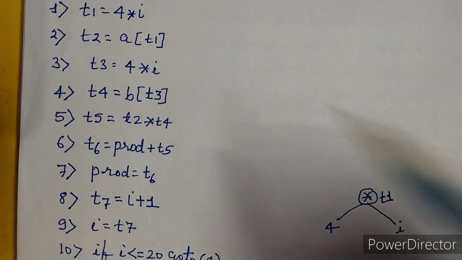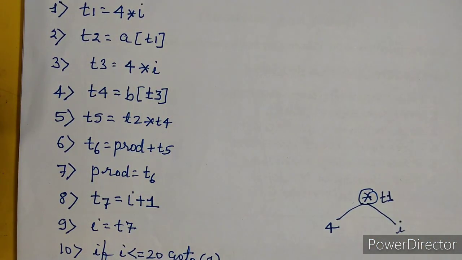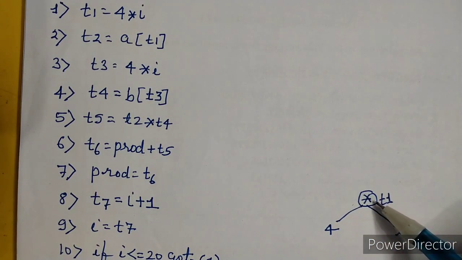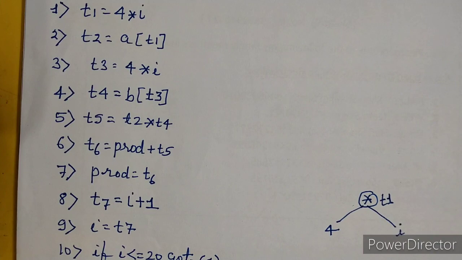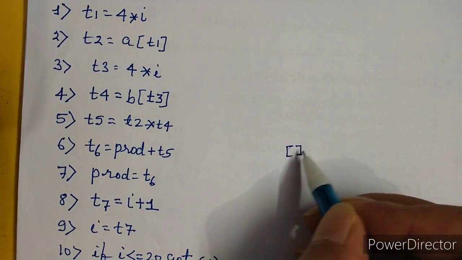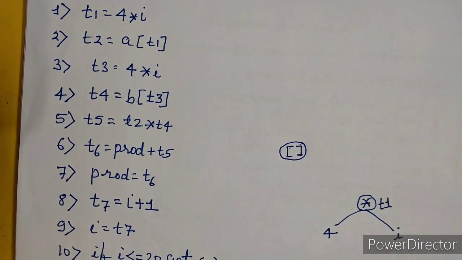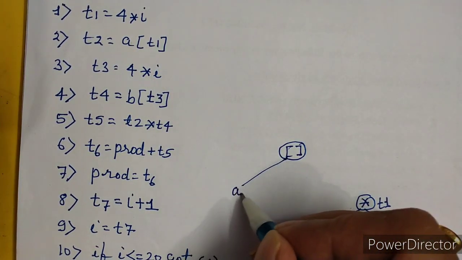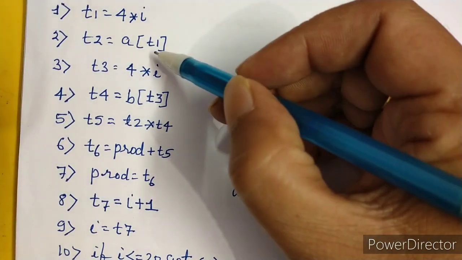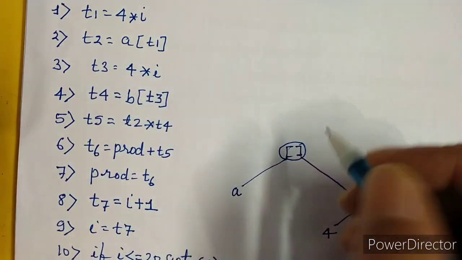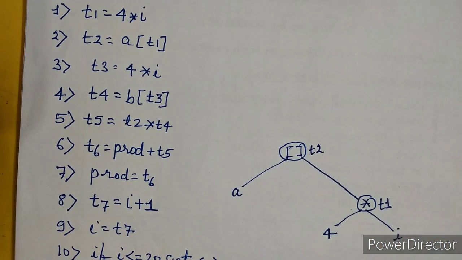Now come to instruction number 2, T2 is equal to A plus T1. Here we have already created a node for T1, so we have to reuse this T1. The operator is plus, the left side is A, the right side is T1, and the result is stored in T2.